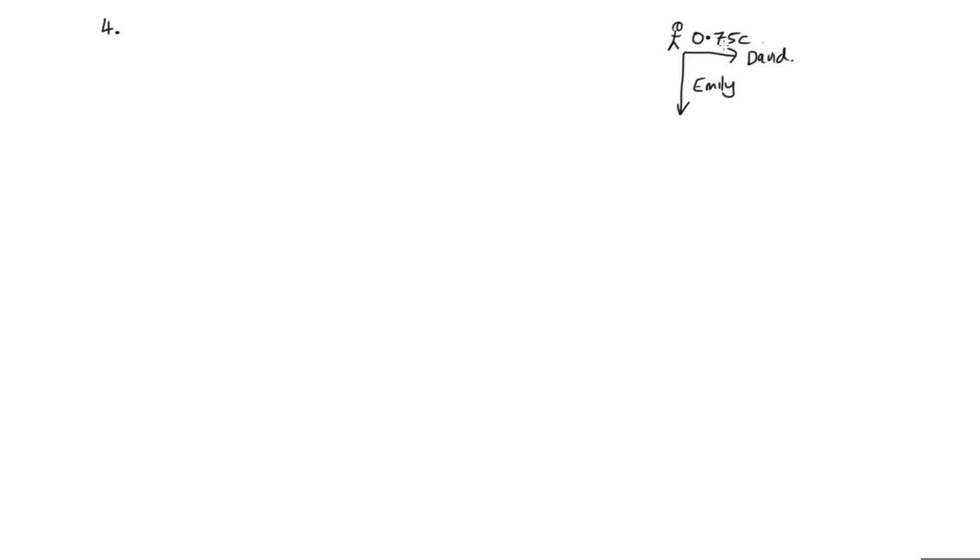And she's moving perpendicularly to David at a speed of minus 0.90c. The negative is there because she's going downwards in the negative y direction. The question is, how fast does Emily recede as seen by David? So what we want is Emily's speed according to David. And what we have is Emily's and David's speed according to what we're calling a stationary observer here. Okay, so this is going to be a relative velocity question.